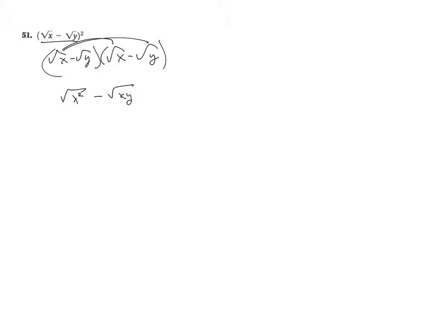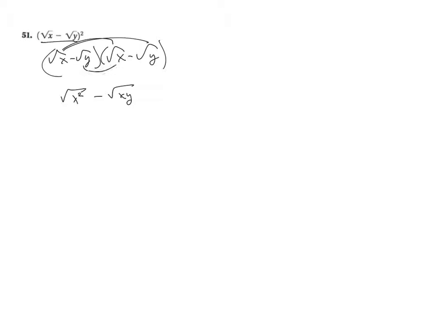Here's another one. In this question, I've got two of these root x minus root y's. So I have root x minus root y times root x minus root y. And I like writing them both out like that. So foiling again, root x times root x is the root of x squared. Root x times a minus root y would be a minus root xy.